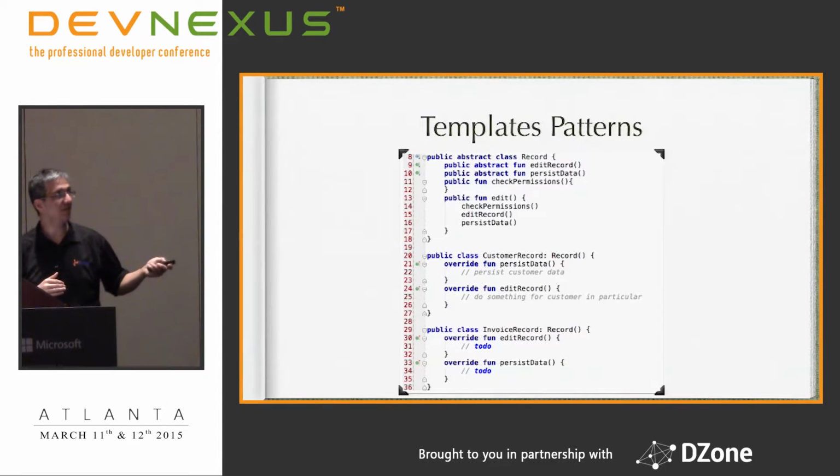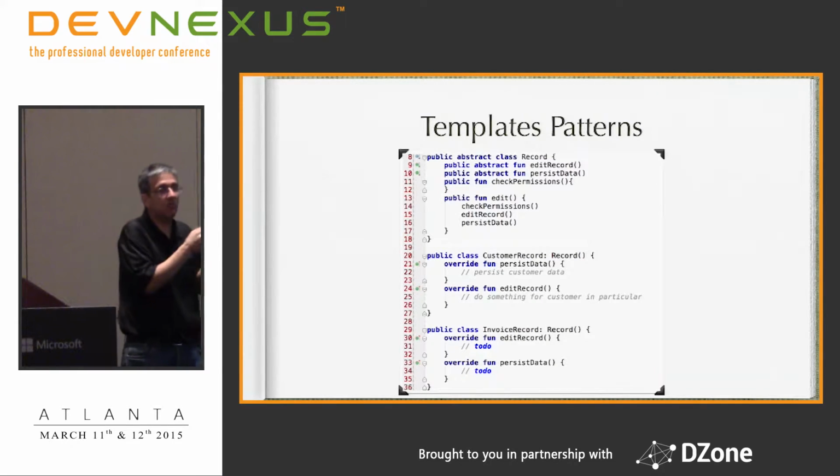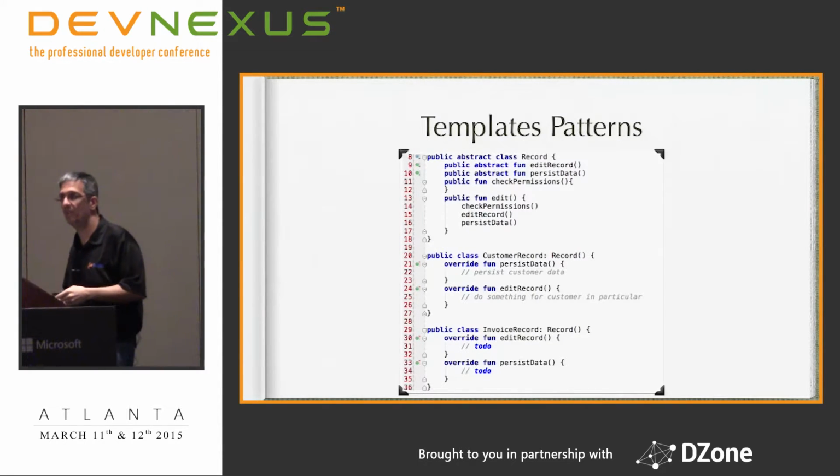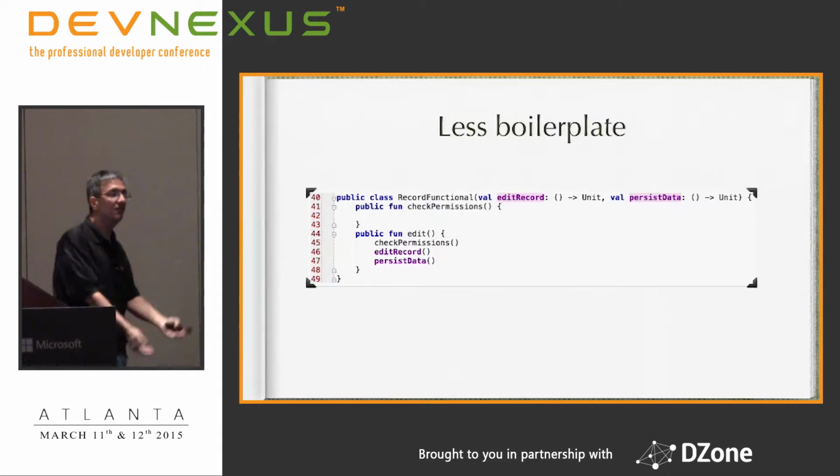So that's left to the implementation details. What am I doing here? In essence, all I'm doing is just modifying the behavior of some code. That's all I'm doing. So why don't I reduce the amount of boilerplate code that I need to write with this to just a simple function that takes two functions.